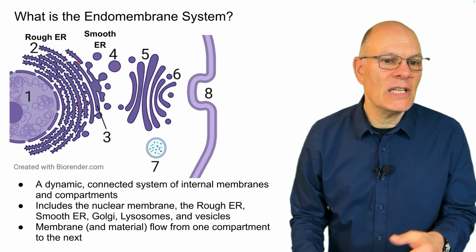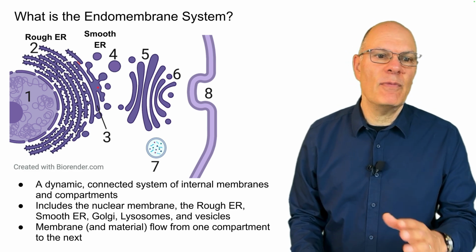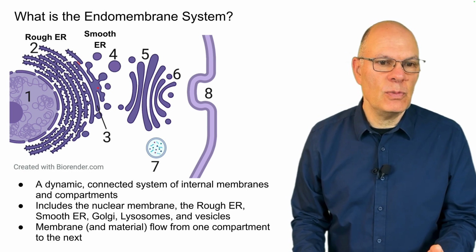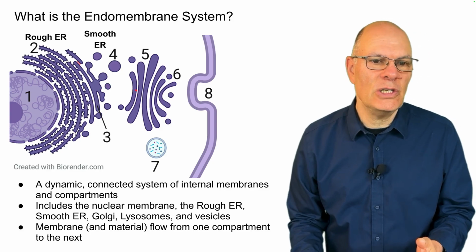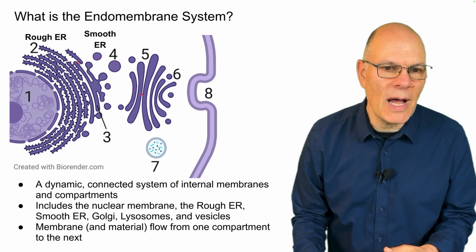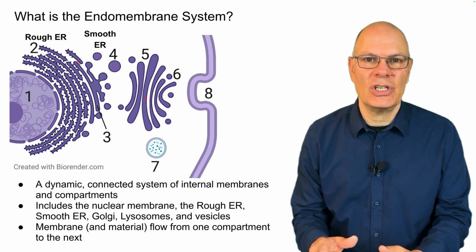So the membrane that's part of the rough ER might become the same membrane, the same phospholipids that are part of the smooth ER, and those might become parts of vesicles which flow into the Golgi. So those phospholipid molecules are the same. It's dynamic, there's constant exchange.